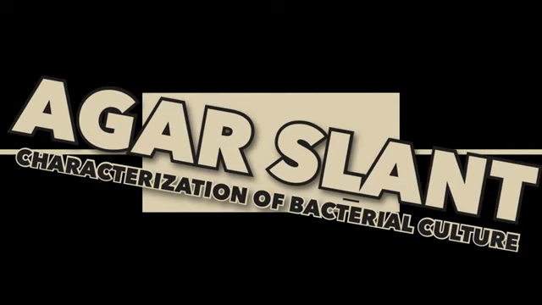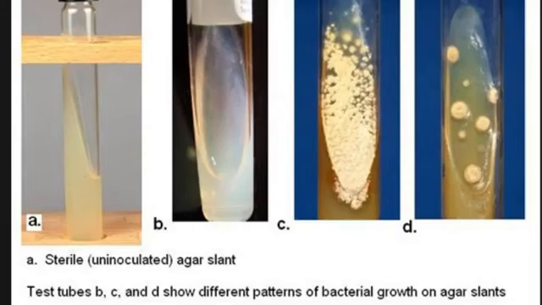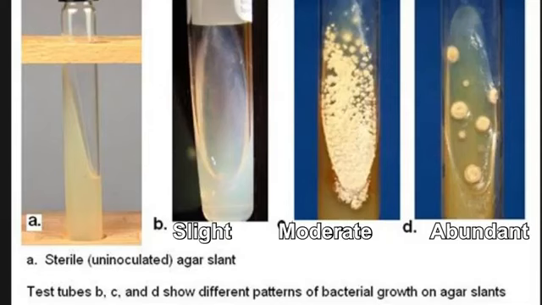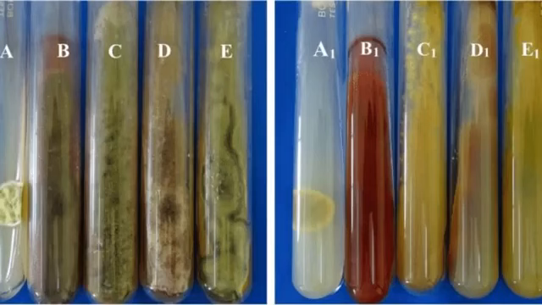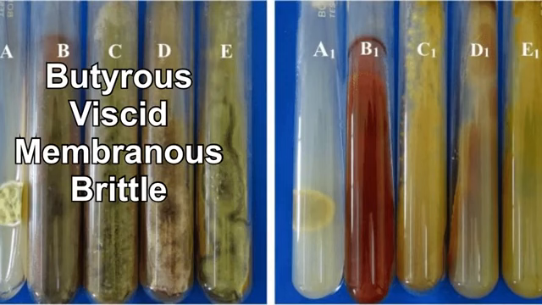Characterization of bacterial culture in agar slant can be observed by the amount of growth. It could be slight, moderate, or abundant. Next is the color of colony. Then its consistency. It could be butyrous, viscid, membranous, and brittle.